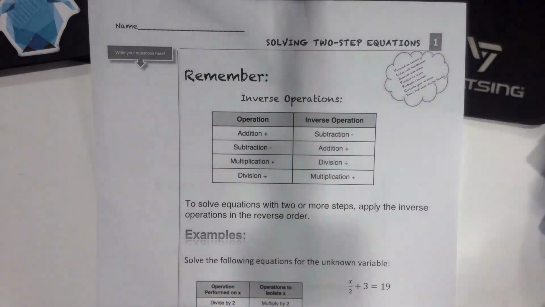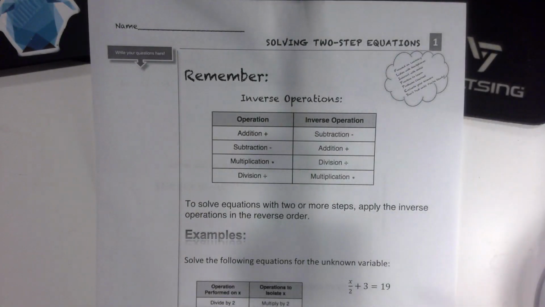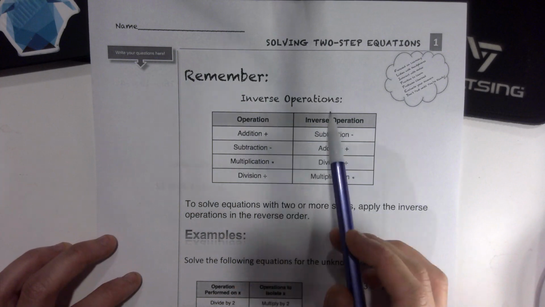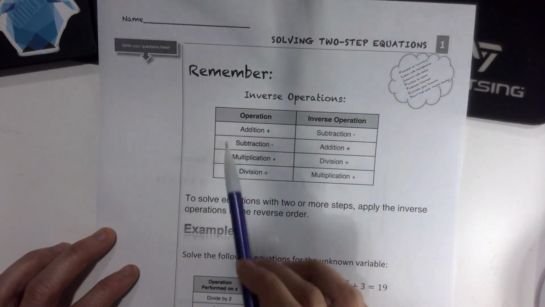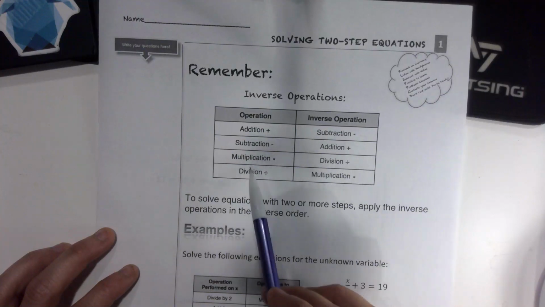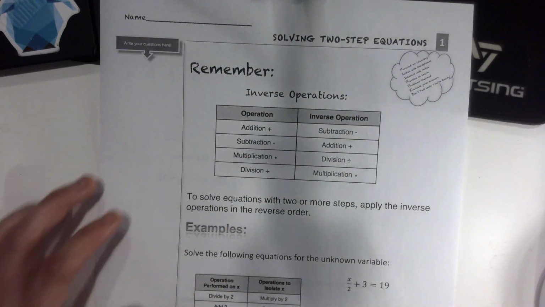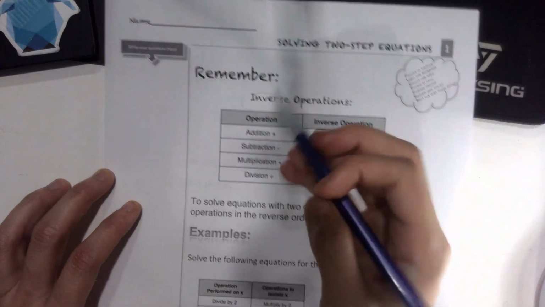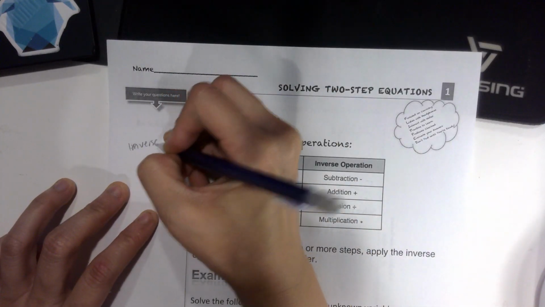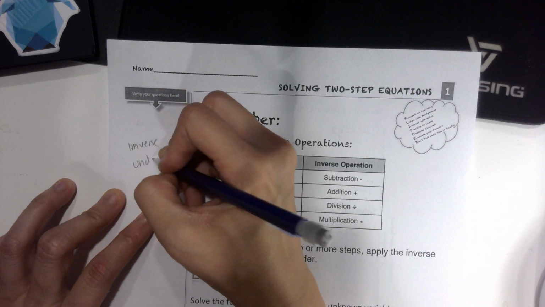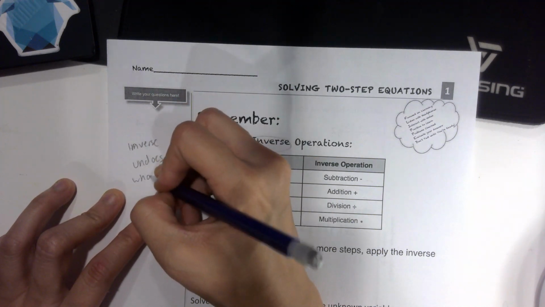So we are going to recap, right? We have these inverse operations. If I do addition, the opposite is subtraction. If I do subtraction, the opposite is addition. Multiplication and division are opposites. And remember, inverse undoes what was done.